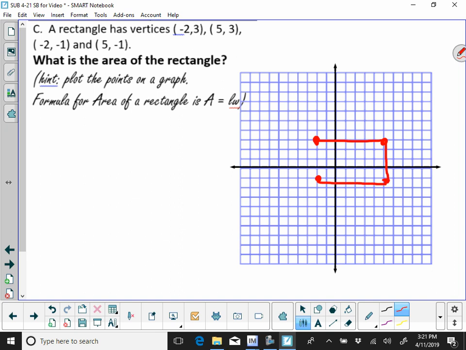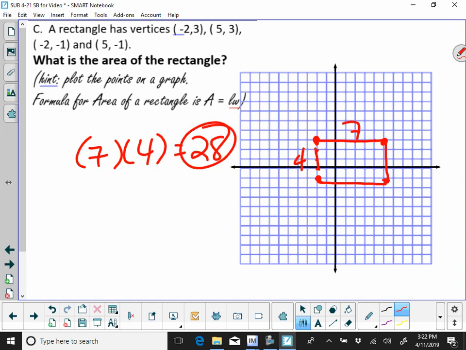Okay, it's a rectangle. They told us that. All right, so that means opposite sides are the same. So 1, 2, 3, 4, 5, 6, 7, and 4. And to find the area of a rectangle is just length times width. So 7 times 4 is going to give us 28.